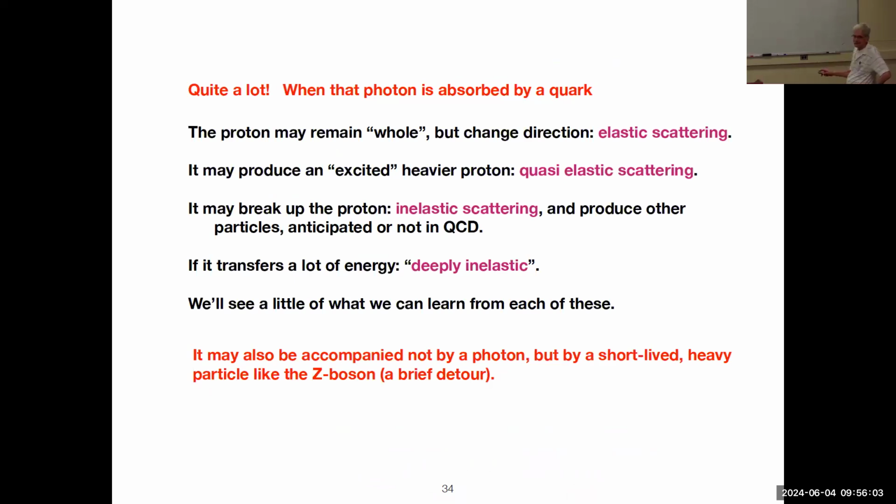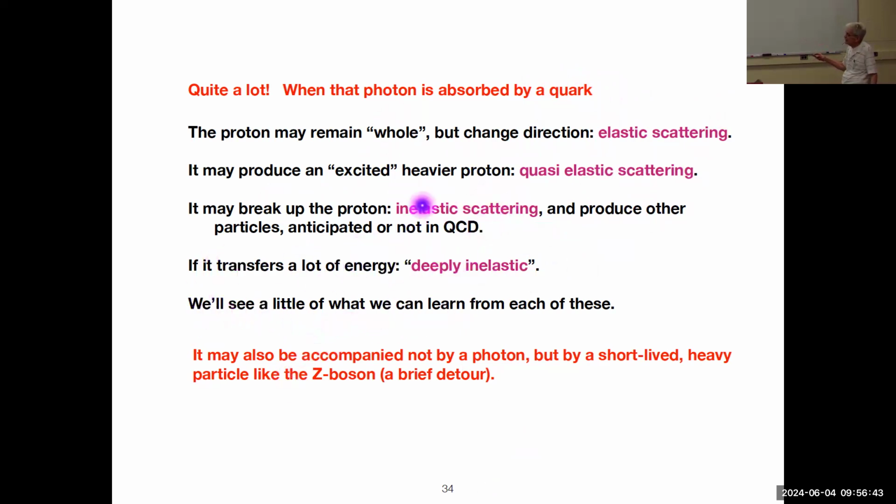When that photon, remember, that's the photon that was the friend of the electron, and because the electron in QED is weakly interacting, generally speaking, the most likely thing is to have only a single photon. So the proton may remain whole, but change direction because it absorbs the photon, in which case that's elastic scattering. It may produce an excited heavier proton. That's quasi-elastic scattering. It may break up the proton. The photon, that is, may break up the proton. That's inelastic scattering and produces other particles, anticipated or not, in QCD.